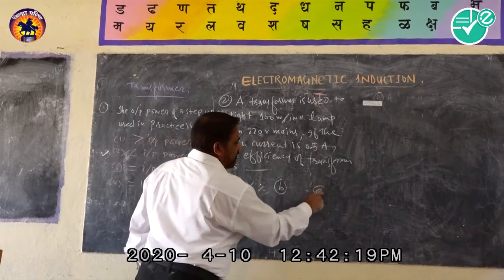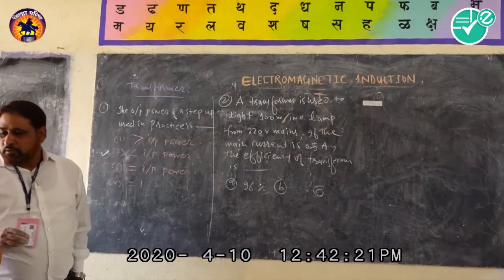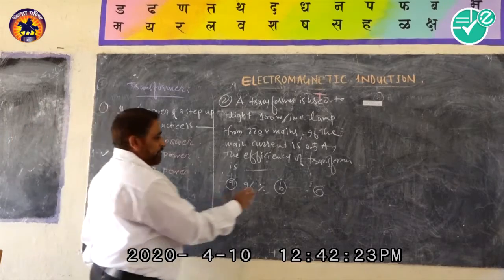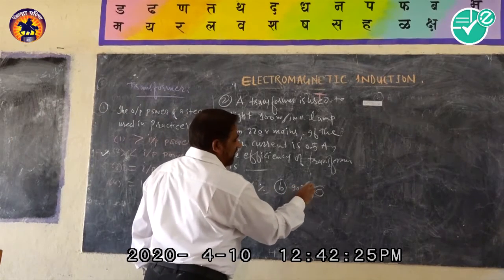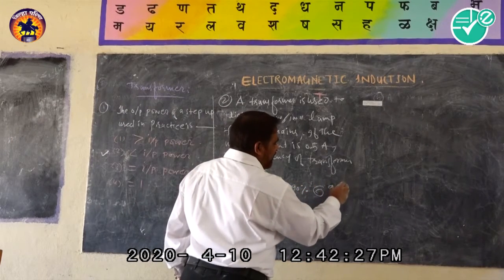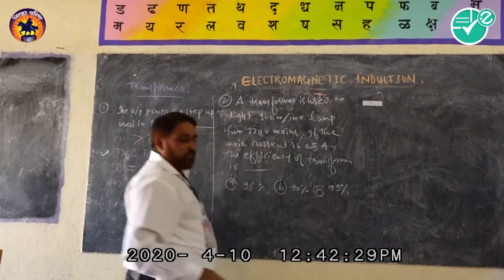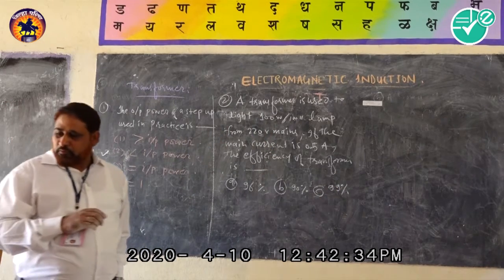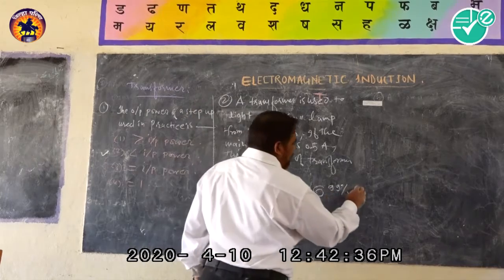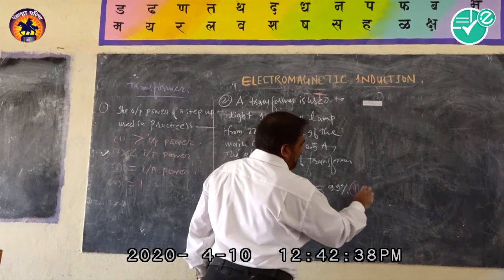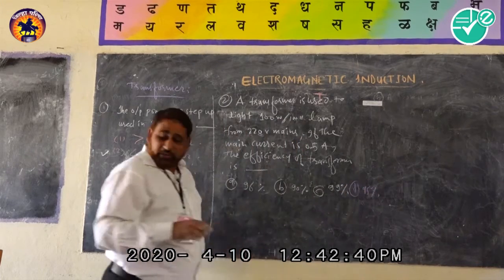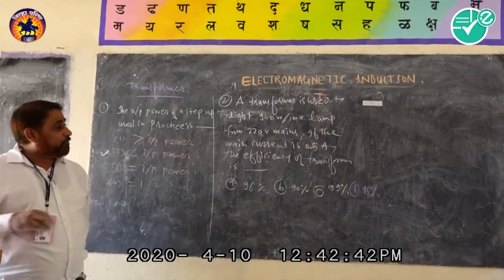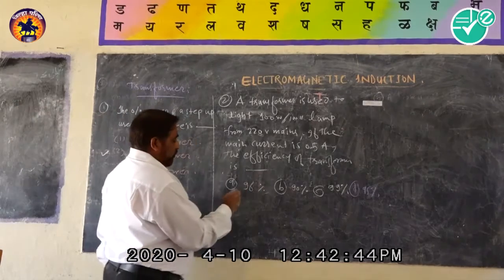B, it is 90%, C, it is 99%, and the last option D is 95%. So dear students, to solve this particular problem, let us see here, the solution is like this.